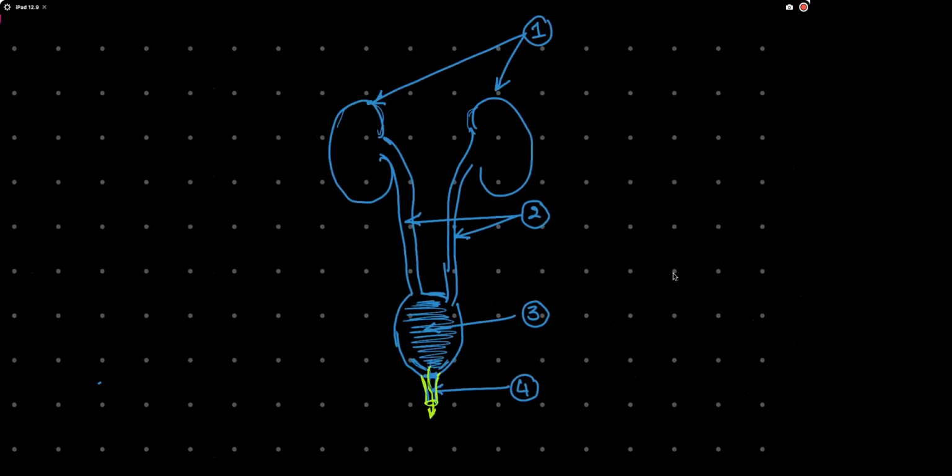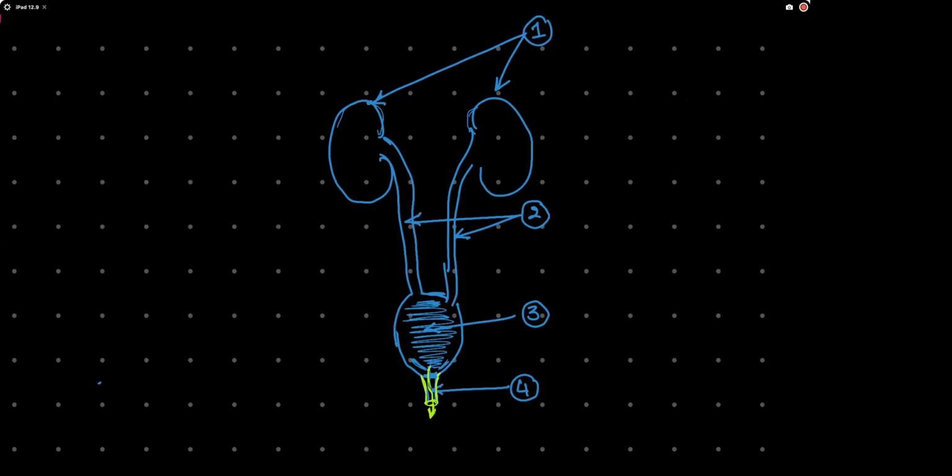So the urinary system here is the system formed of multiple organs, and their main function is to regulate the blood content, water concentration, sodium content, and the blood volume. All these are going to be the functions of the urinary system.